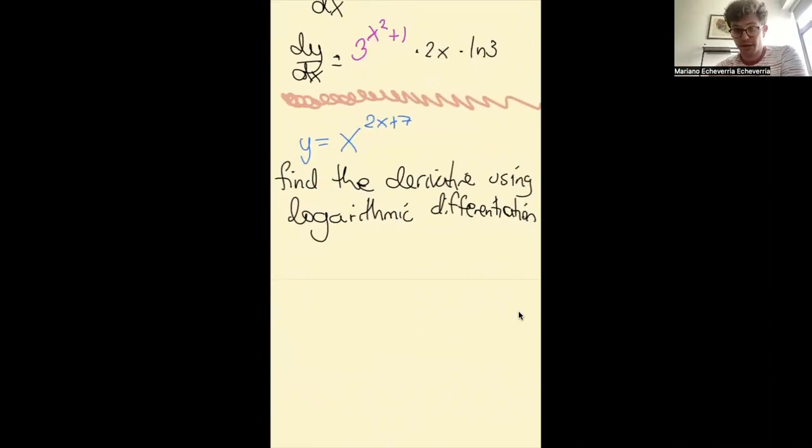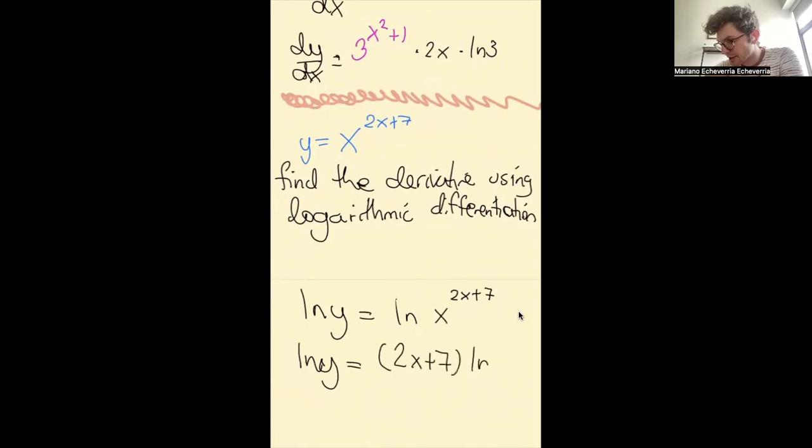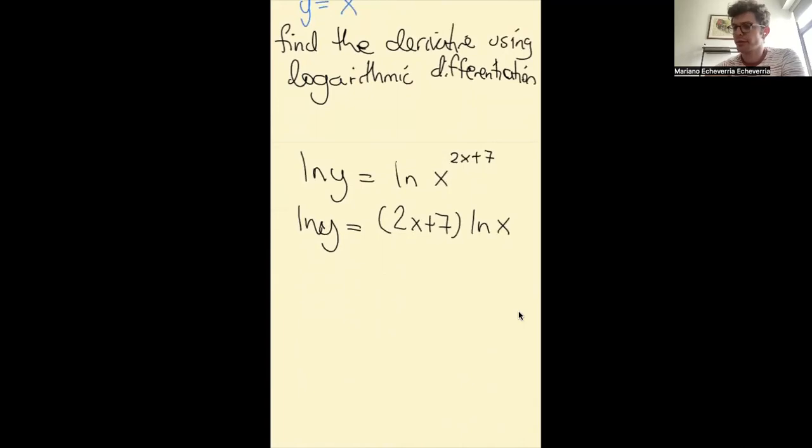So again, you literally start by taking ln of both sides. You get ln of y equals ln of x to the 2x plus 7. And again, there's nothing you can do on the left-hand side, but on the right-hand side, you use the property of ln to bring down the exponent. So you get 2x plus 7 here times ln of x. Okay? And now you take derivatives on both sides with respect to x.